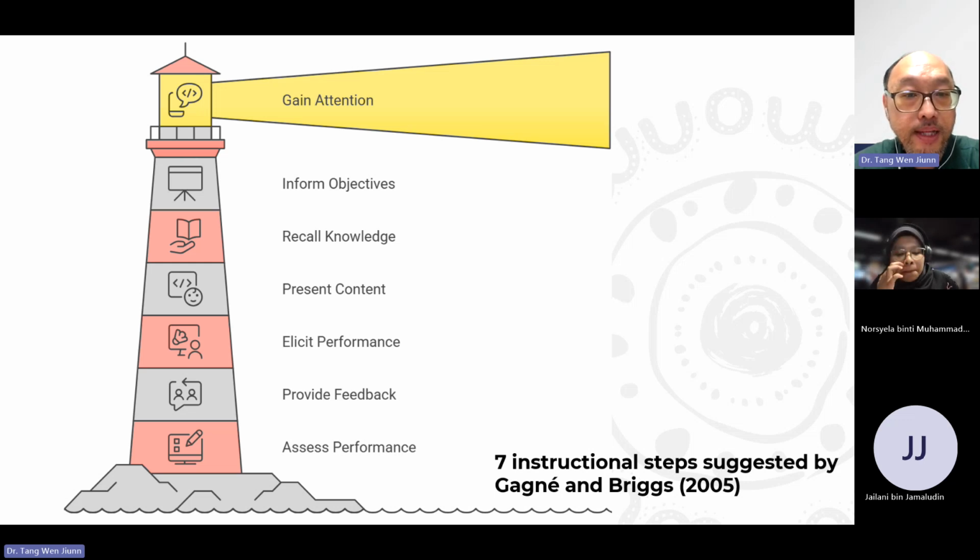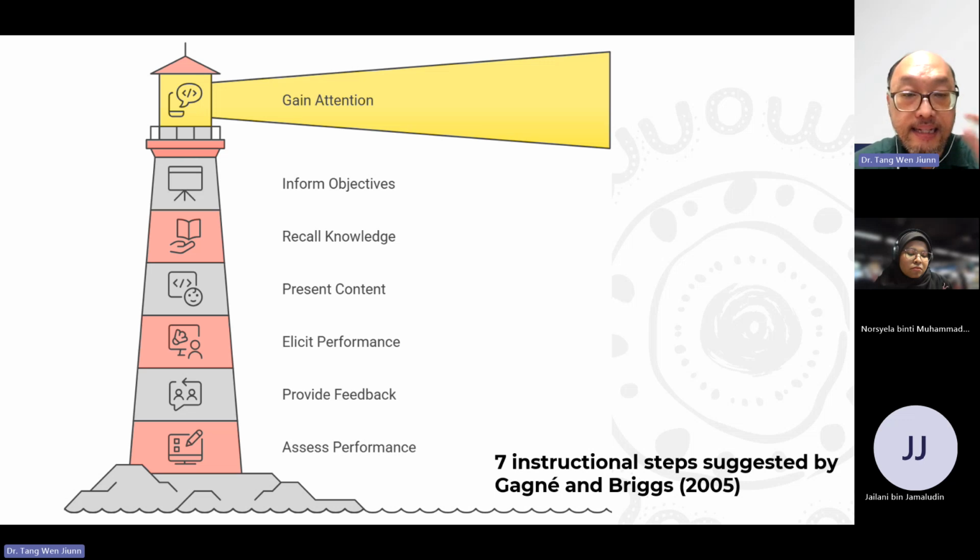The first step here is gain attention. Then you inform the objective in class, recall the knowledge, present the contents, elicit performance, provide feedback, and assess performance. What is missing from here, if we refer to the original, is that when you present your content, there is another step, which is called providing learning guidance.